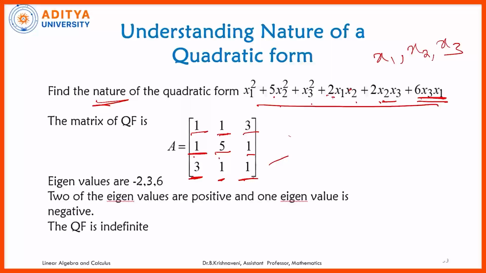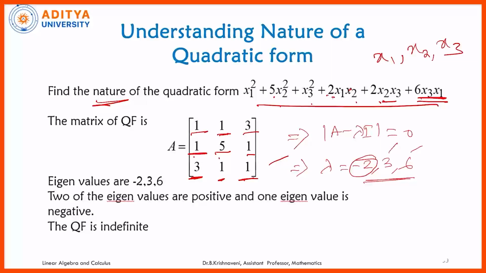Now for this, we need to find the eigenvalues: find the characteristic equation, and then find the roots of this equation. We got for this the eigenvalues minus 2, 3, 6. So now, in order to decide the nature, again it contains positive eigenvalues as well as one negative eigenvalue. So here we are getting some eigenvalues positive, the others negative. Therefore the nature of the quadratic form is indefinite.